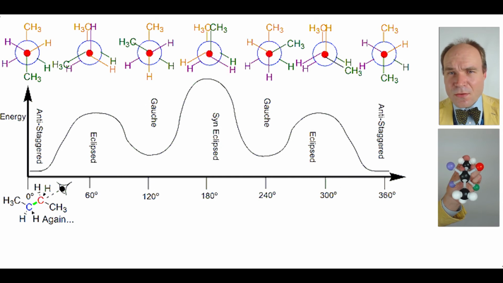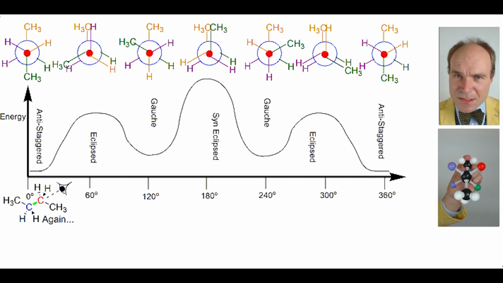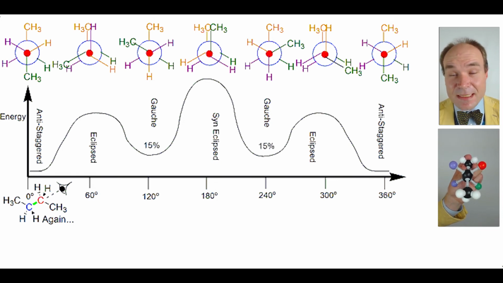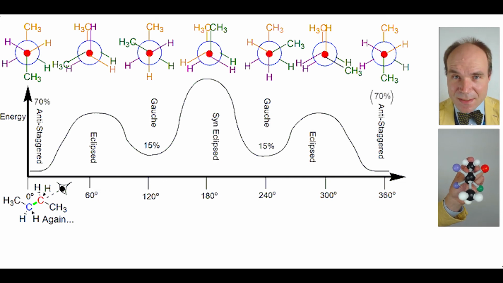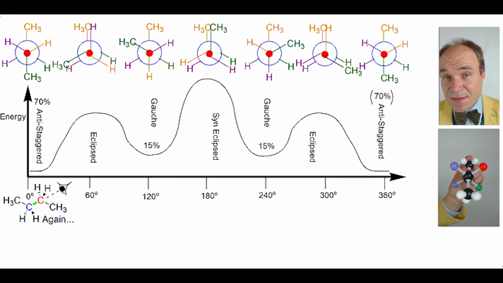Okay, so what about the abundance of each of these conformations? Well, the gauche conformations each have an abundance of about 15%. The anti-staggered conformation has an abundance of 70%. So if you add those up, you get to 100%. So it's not quite right.